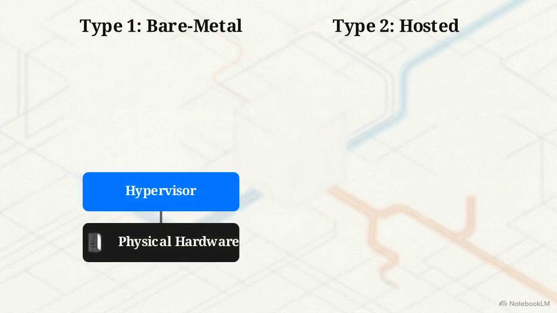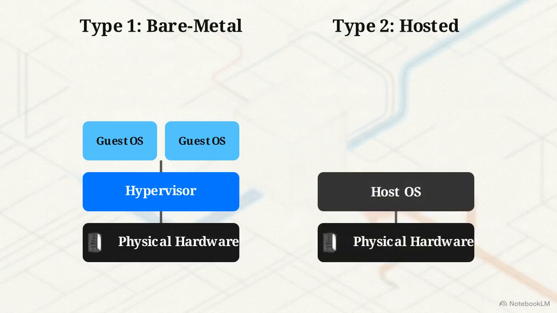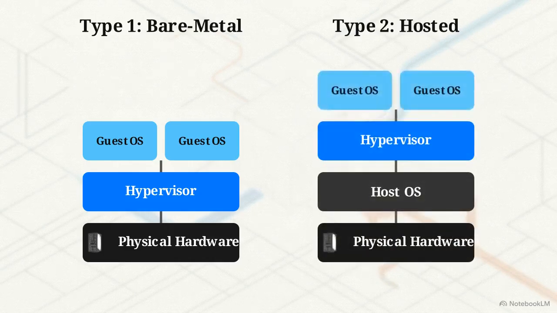The Type 1, bare metal hypervisor, installs directly onto physical hardware for maximum efficiency. On the right, the Type 2, hosted hypervisor, requires an underlying host operating system. This extra layer consumes resources, causing a performance drop.